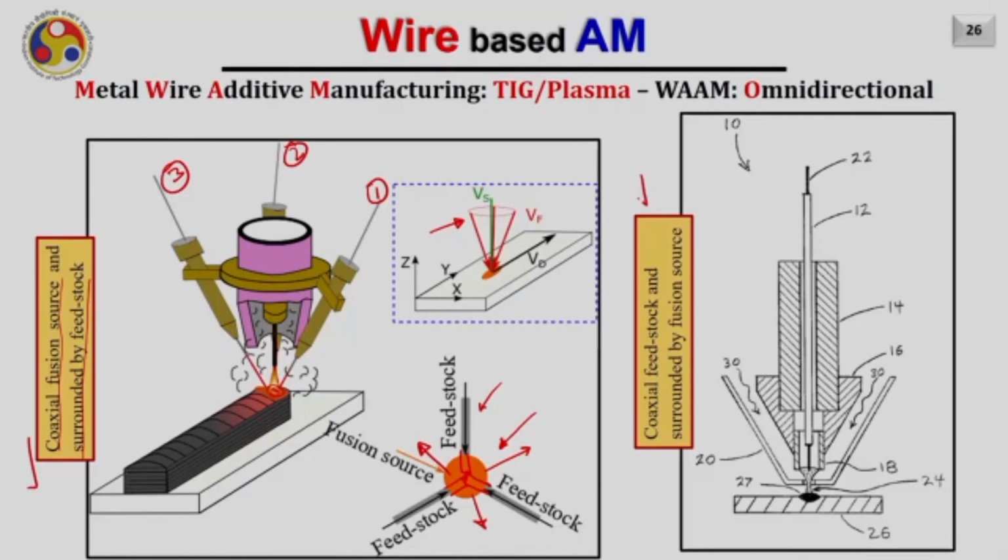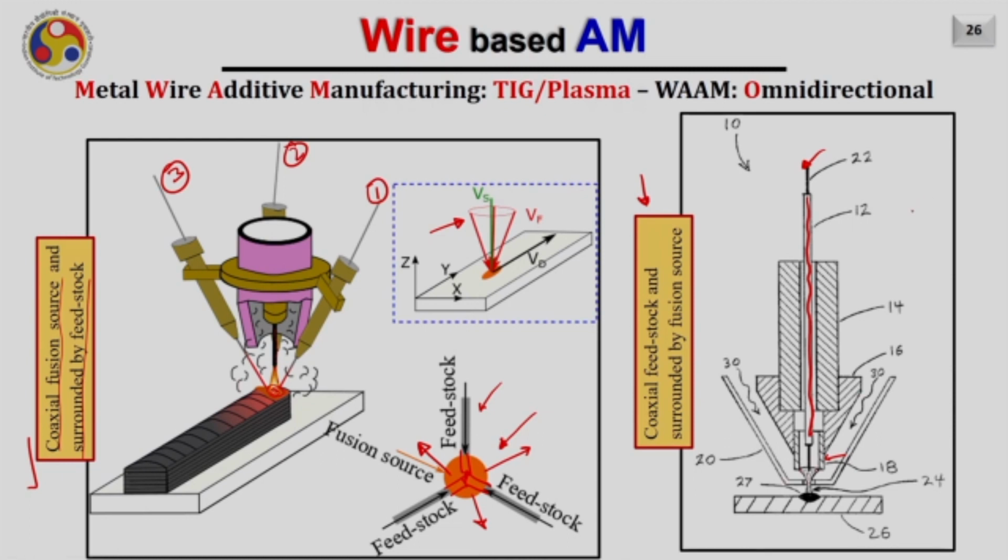Another possibility of obtaining omnidirectionality in TIG is by feeding the wire at the center. So this is the wire and it is coming from the center, and there is an electrode here which is hollow in nature. As this is a hollow electrode, definitely you will be able to feed the wire at the center and this arc will be created.